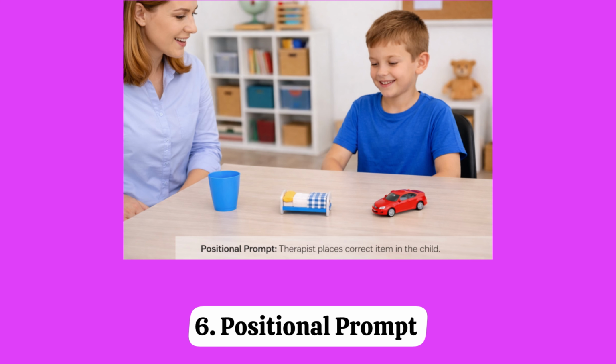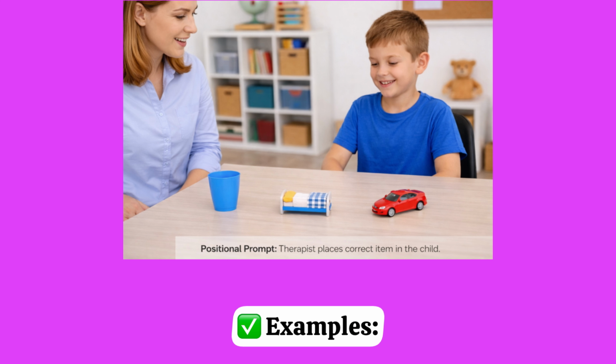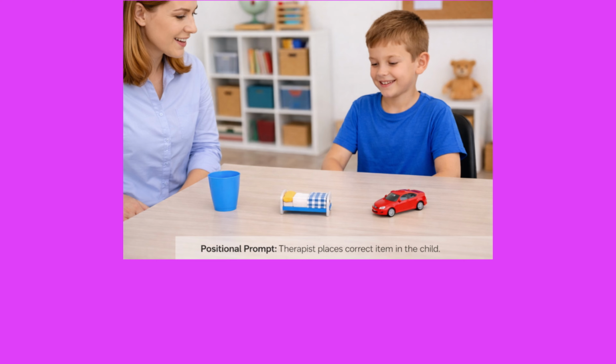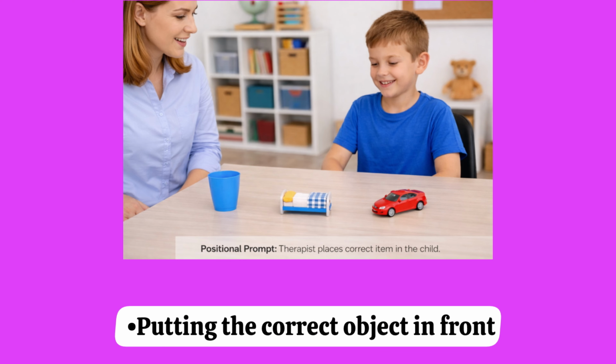6. Positional prompt. This involves arranging materials to make the correct answer more obvious. Examples: placing the correct item closer to the child, making the correct picture bigger or more visible, putting the correct object in front.